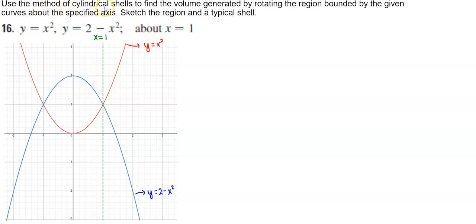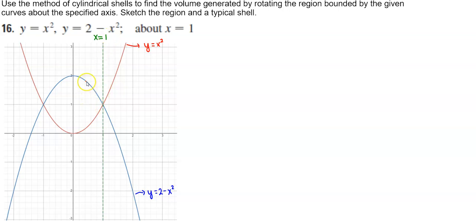Use the method of cylindrical shells to find the volume generated by rotating the region bounded by the given curves about the specified axis, and then sketch the region and a typical shell. So we have the function y equals x squared, which is graphed here, and then we have y equals 2 minus x squared, which is the one that's in blue here, and then we have it about x equals 1. So we're rotating the region bounded by that vertical line of x equals 1.